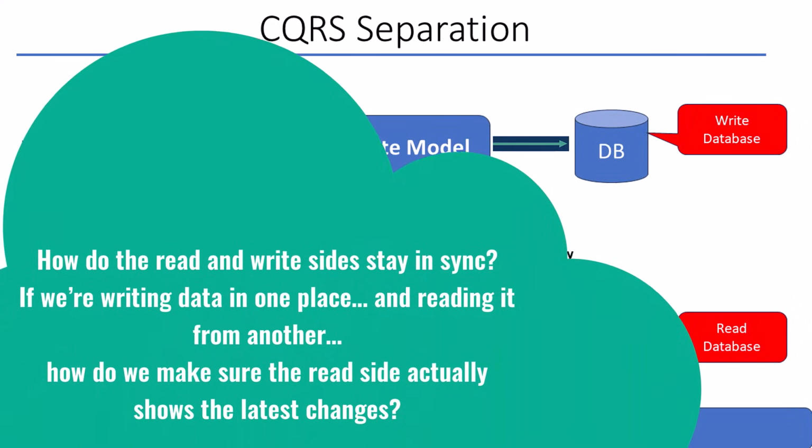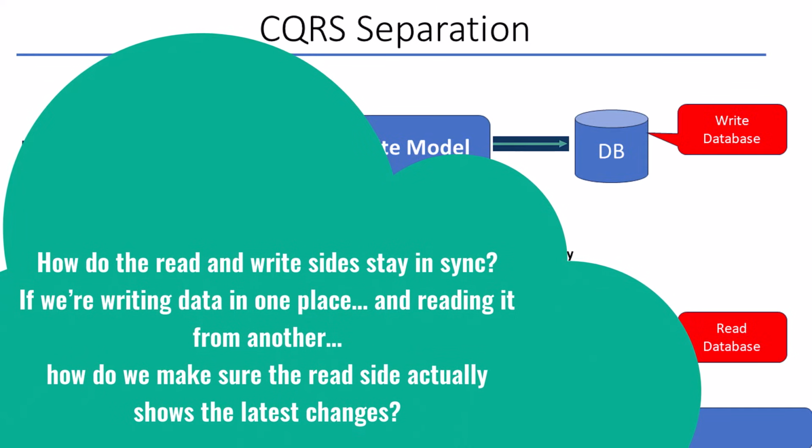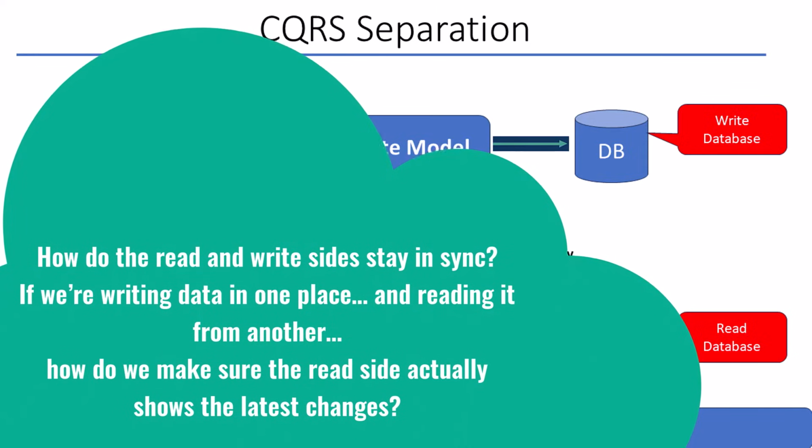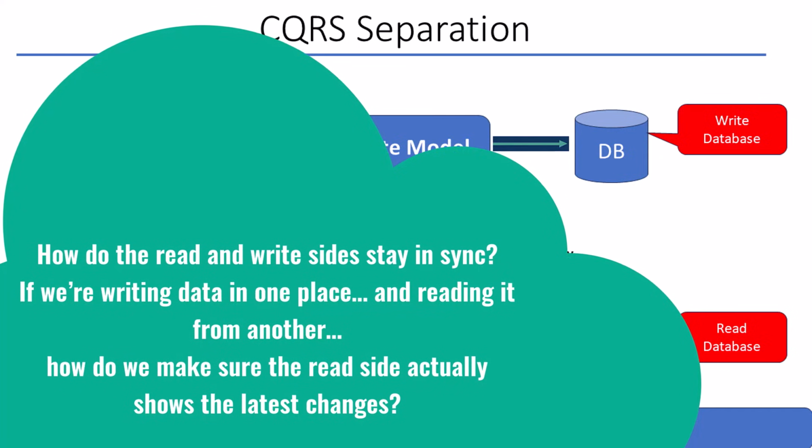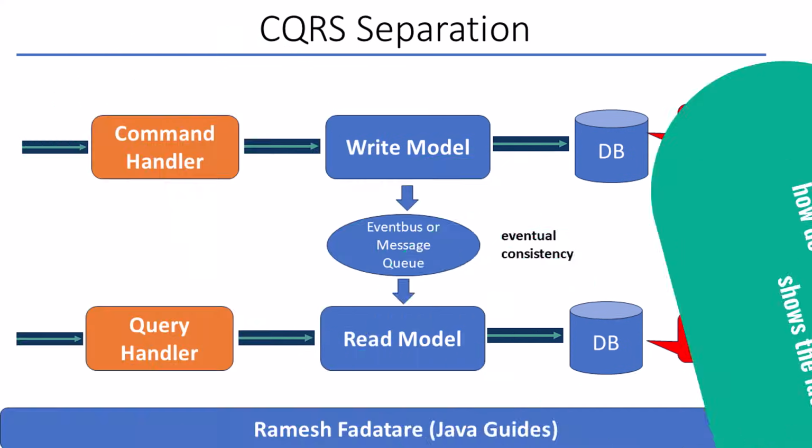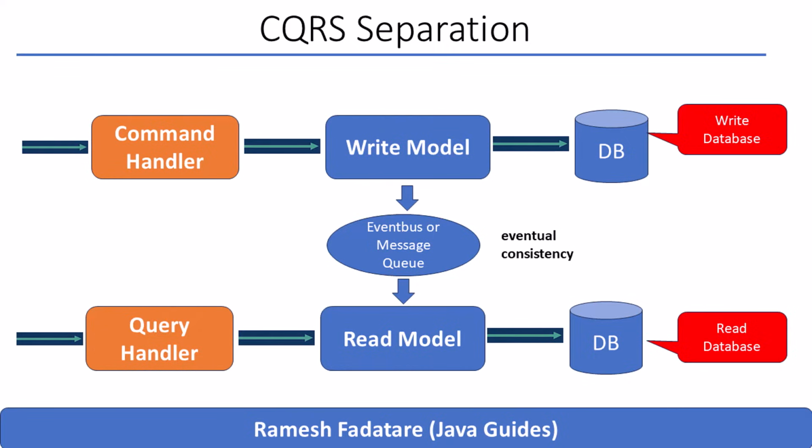Now, one last question you might be wondering is, how do the read and write sides stay in sync? If we're writing data in one place and reading it from another, how do we make sure the read side actually shows the latest changes? Here's how it works. After a command is processed, let's say a customer places an order, the system sends out an event. That event might be something like order placed or cart item added. This event gets picked up by another part of the system, usually an event handler, and that handler updates the read model. So even though the command and query are separate, they're connected through these events. And this happens really fast, often within milliseconds. But technically it's not instant.